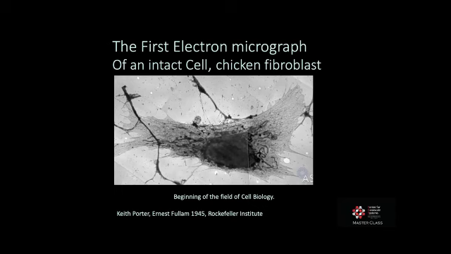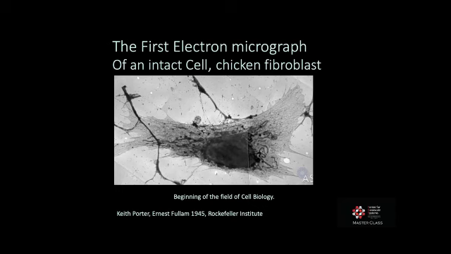This was a chicken fibroblast, which lends itself nicely to this sort of work because it can grow very, very thinly so that we can get the electron beam through it. This picture actually represents the beginning of the field of cell biology. It was created with Keith Porter and Ernst Fulham in 1945 with the group at Rockefeller Institute that was working to create electron micrographs for cell biology.